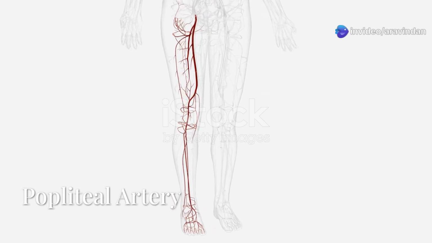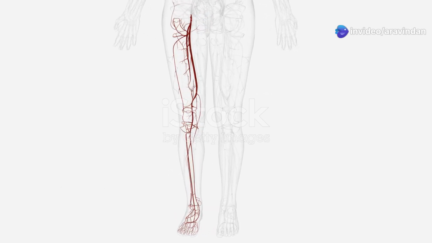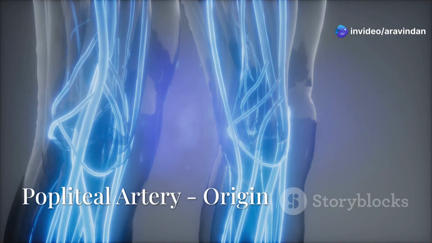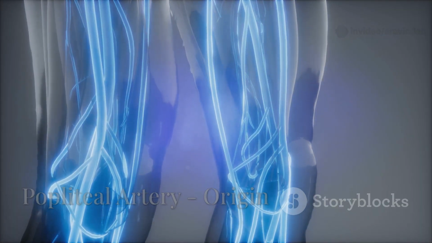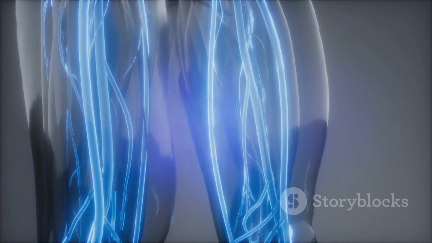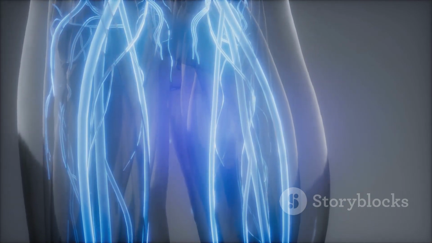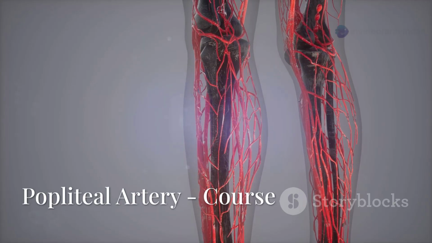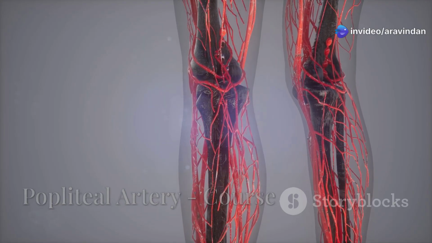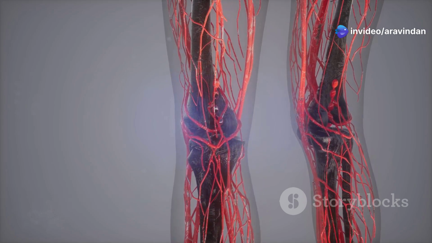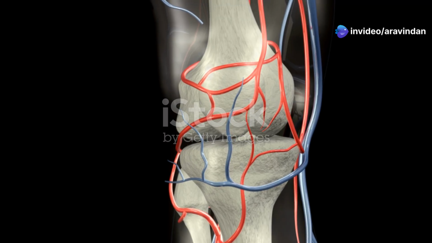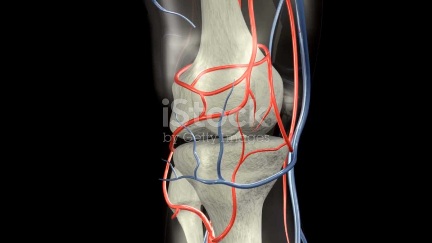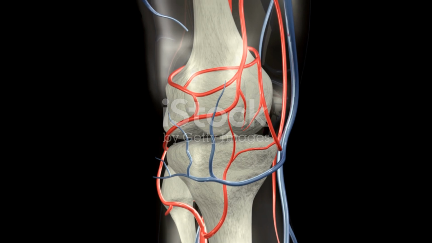Popliteal artery and tibial arteries anatomy guide for medical students. 1. Popliteal artery. Origin: continuation of the femoral artery, begins at the adductor hiatus in adductor magnus. Course: runs through the popliteal fossa behind the knee, ends at the lower border of popliteus muscle, divides into anterior tibial artery and posterior tibial artery.